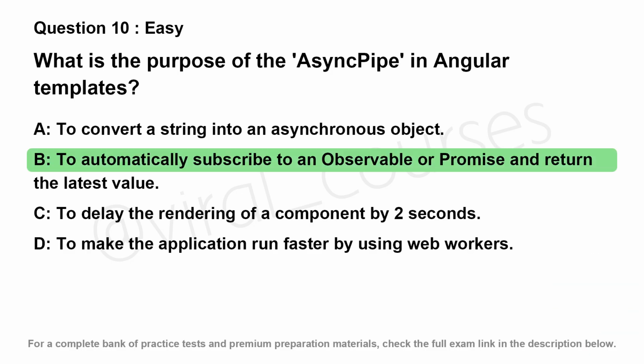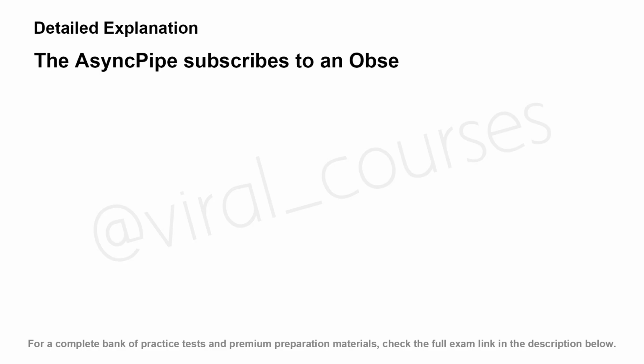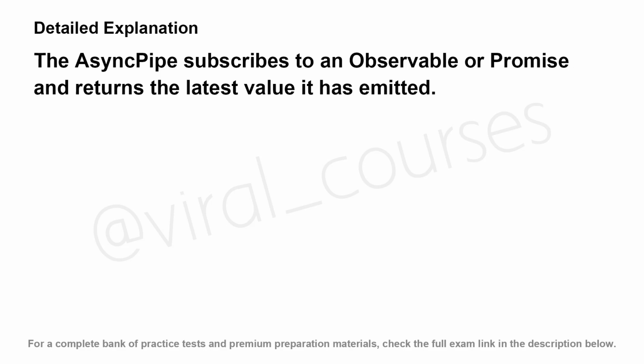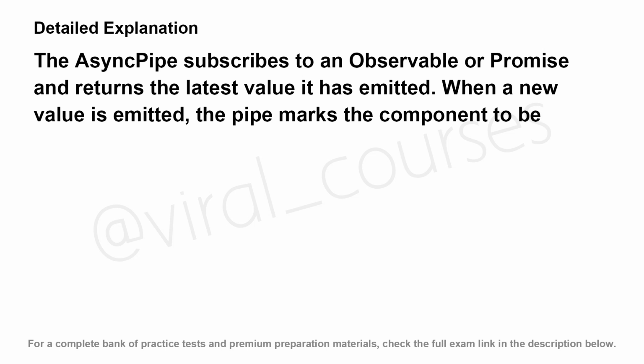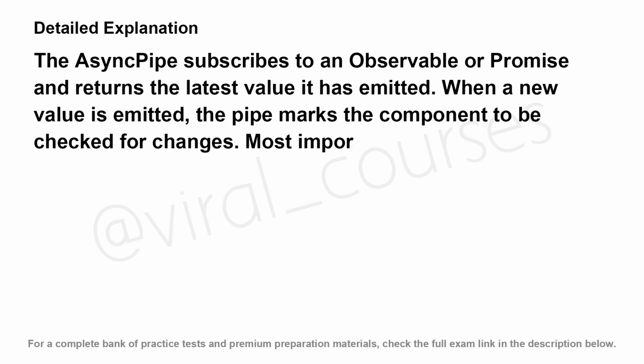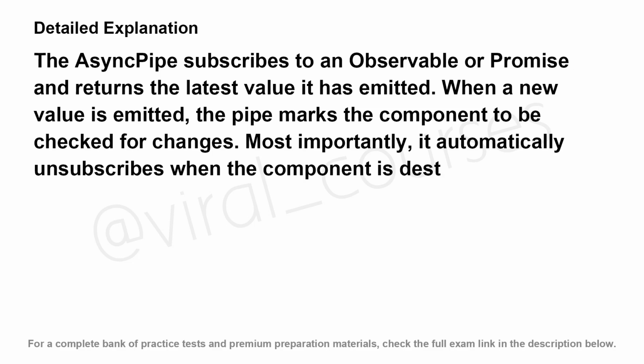The correct answer is B. The async pipe subscribes to an observable or promise and returns the latest value it has emitted. When a new value is emitted, the pipe marks the component to be checked for changes. Most importantly, it automatically unsubscribes when the component is destroyed, preventing memory leaks.